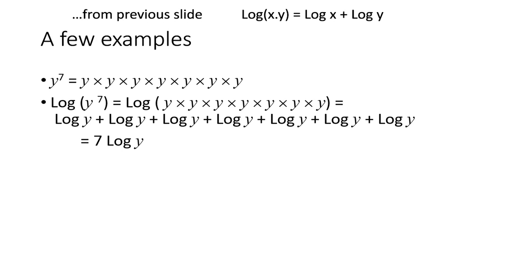We can see that log of y to the power 7 is the same as 7 lots of log y. And so that gives us our second general rule that we need to be confident with: log of y to the power n, where n is any number, is equal to n times the log of y. And that always applies. It's probably worth emphasizing at this point that n doesn't need to be an integer. n can be any number at all.